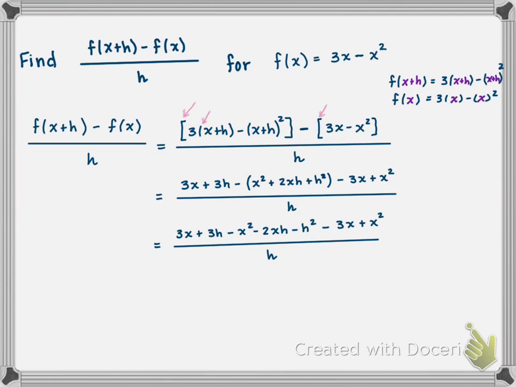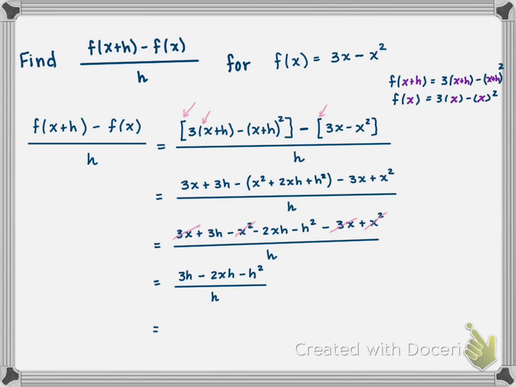So that's every term that doesn't have an h in it. So 3x minus 3x is in fact 0. Negative x squared plus x squared is in fact 0, and there aren't any other like terms. But what's left, 3h has an h in it, 2xh has an h in it, and h squared has an h in it. So all the terms that didn't have a factor of h ended up adding to 0, which is what we wanted.